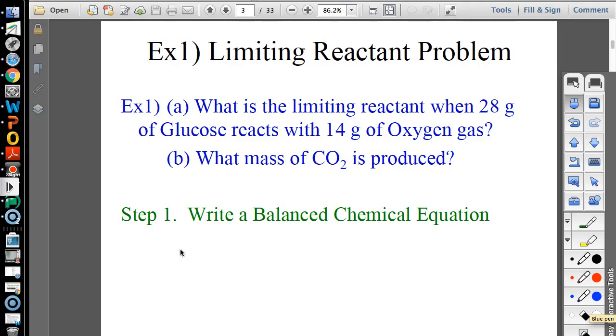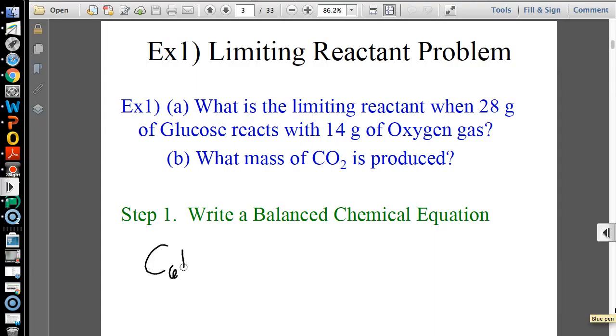So anyway, what's the limiting reactant when 28 grams of glucose reacts with 14 grams of oxygen gas? Basically, this is like having so many crackers and so much chocolate. Which one is going to limit the mass of CO2 I can make? Let's write out the equation. This is a hydrocarbon, so it can be done the same way. Glucose from biology is C6H12O6.